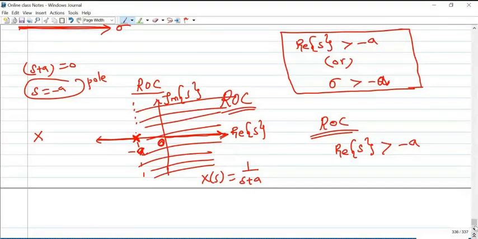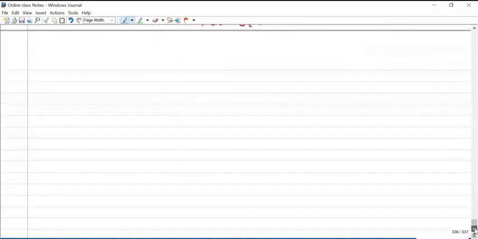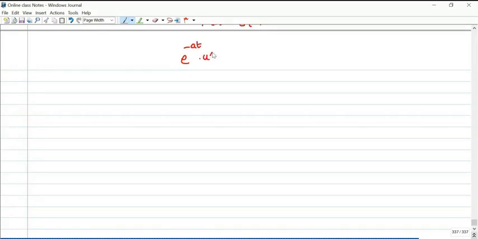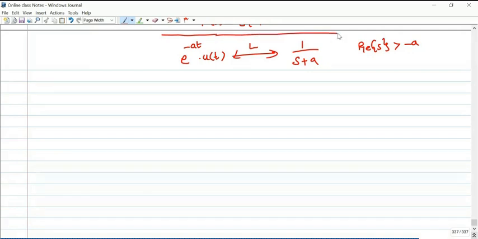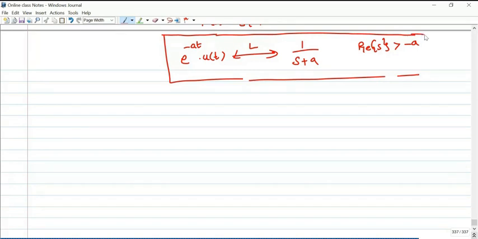So for the fundamental formula, while solving the inverse Laplace transform, you are going to use this formula directly. Remember this: e power minus at u(t). If I find the Laplace transform, my answer is 1 divided by s plus a. My region of convergence, real part of s is greater than minus a. It's a basic formula of Laplace transform. First formula. Remember this formula.